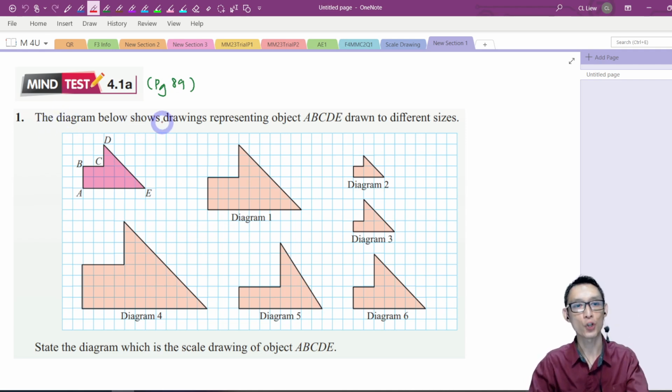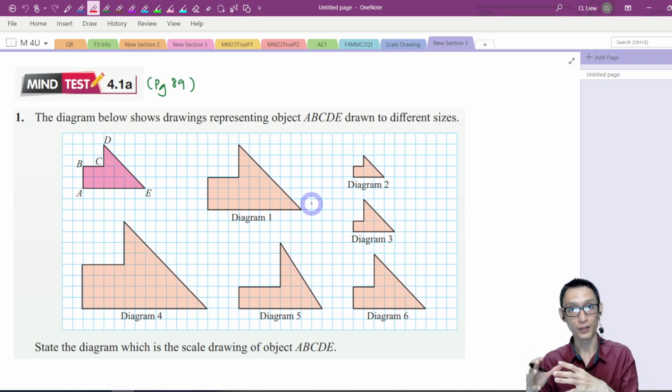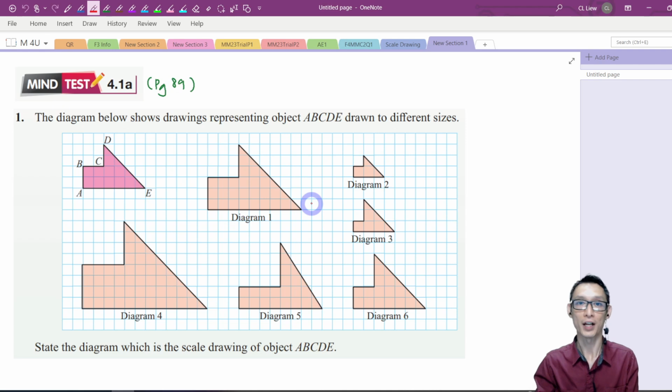The diagram below shows drawings representing object A, B, C, D, E, drawn to different sizes. State the diagram which is a scale drawing of the object. Do you still remember what I told you just now? The scale drawing and the object are similar. It means that when you take the length of a side of the drawing divided by the length of the corresponding side of the object, they will always give the same number.